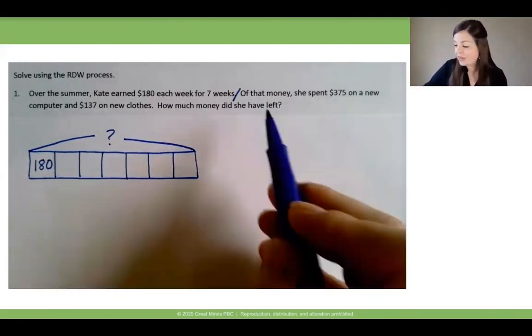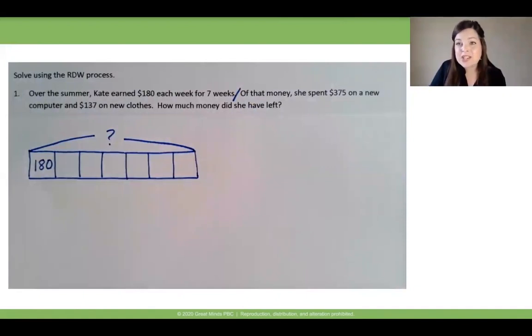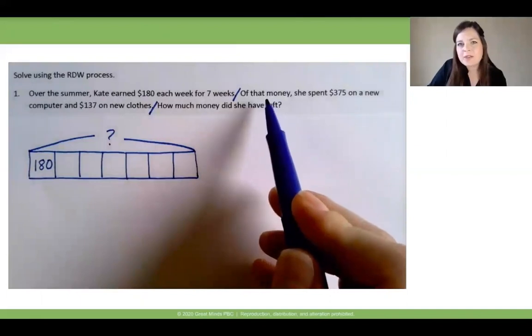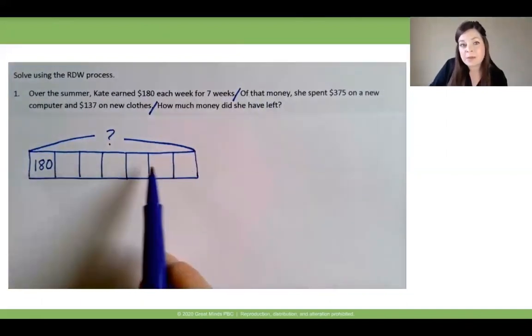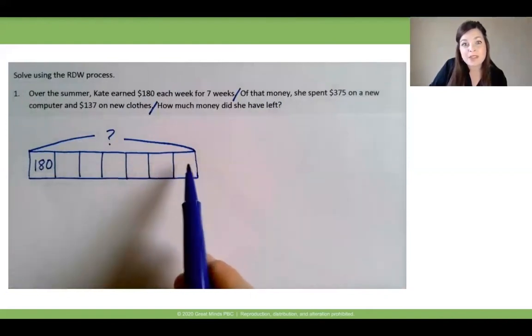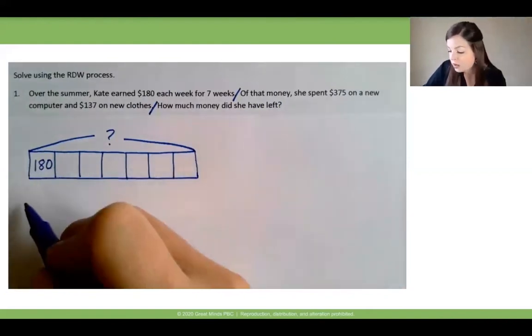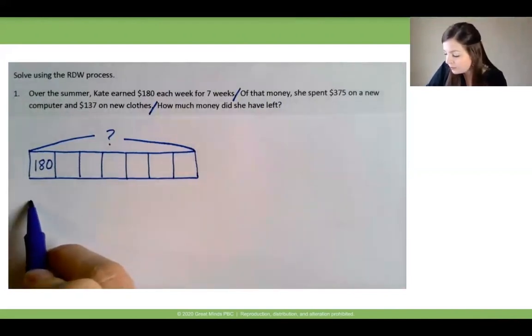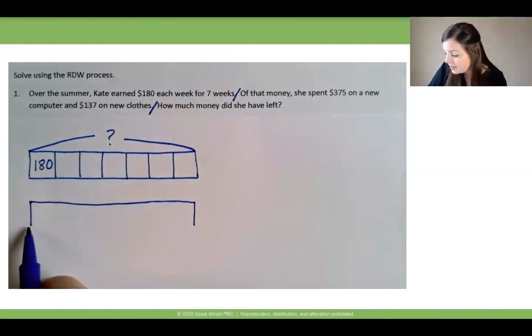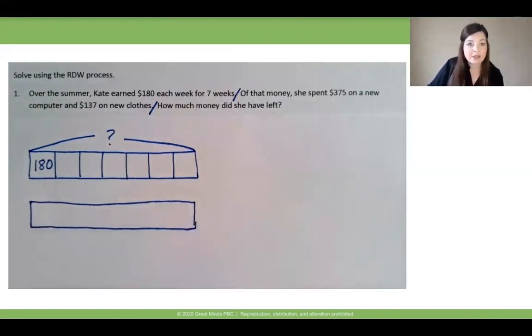Now let's read the next chunk. Ready? Read. Of that money, she spent $375 on a new computer and $137 on new clothes. Okay. Can we draw something to represent that part of the story? Yes, we can. What can we draw? It says of that money. And when it says of that money, it's talking about all of this money represented in this tape. And so she spent some of this money here. So let's draw another tape right underneath this one. That's the same size because they have the same value.